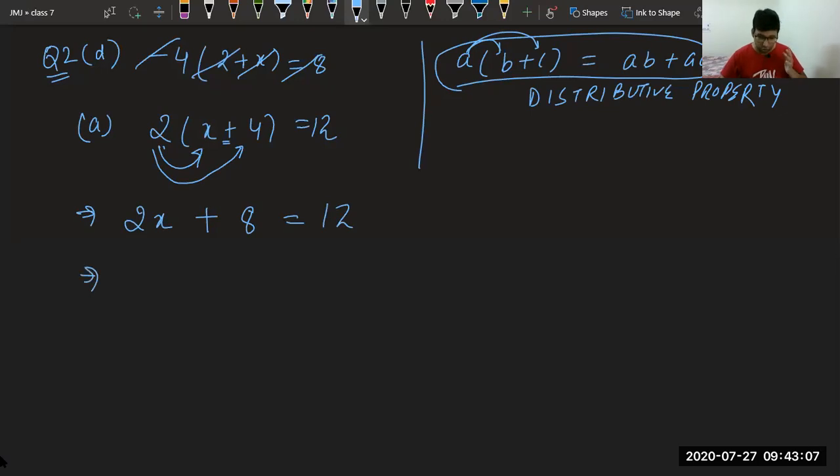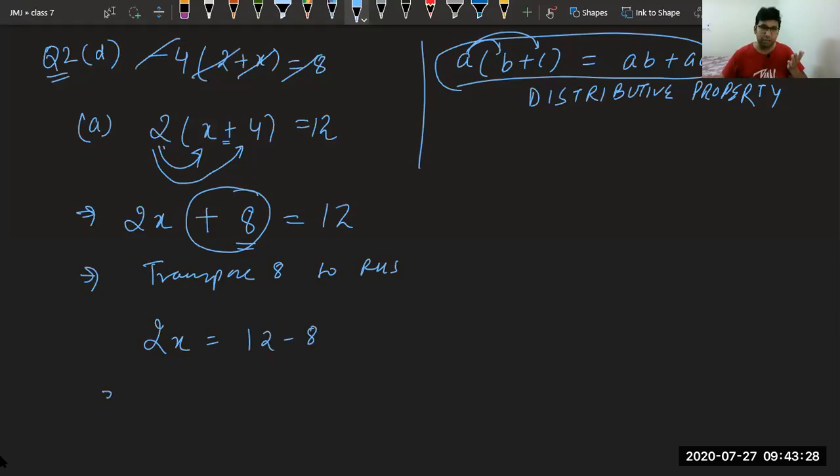Now we have got an equation. In this equation we have to take in a similar way. This 8 is extra over here. We will transpose 8 to the right hand side. We all know it was adding over this side, so it will subtract on that side. We will get 2x equal to 12 minus 8. It becomes 2x equal to 4.